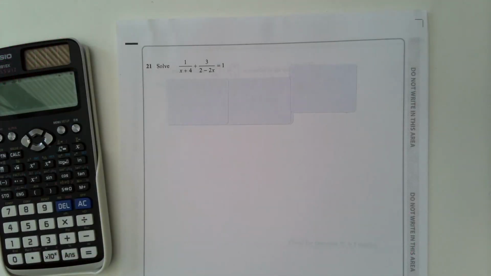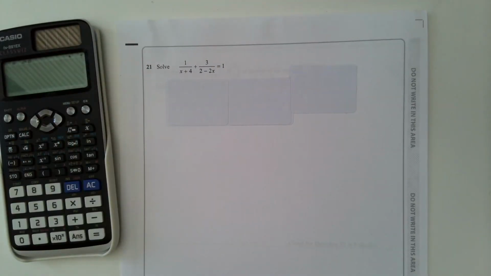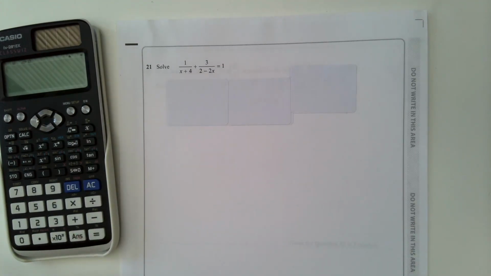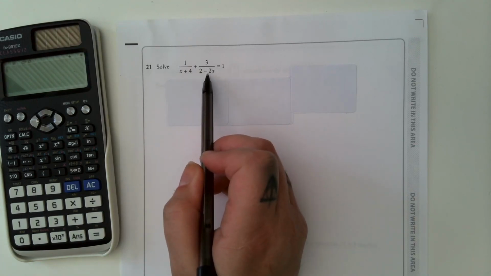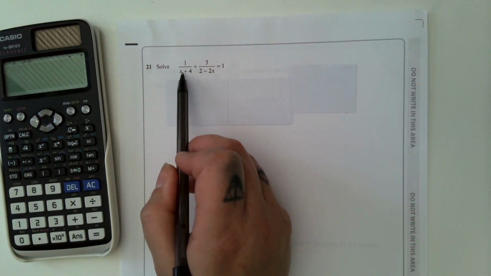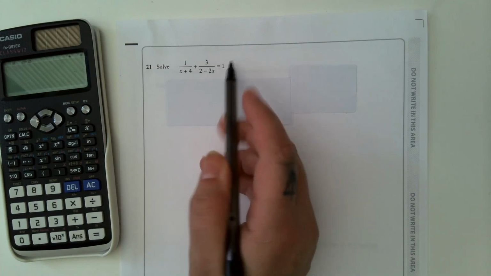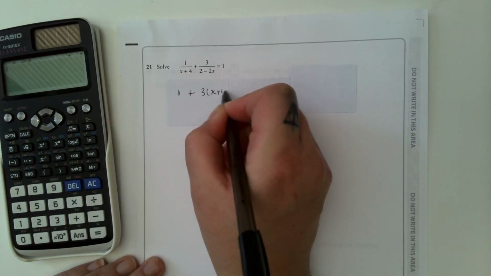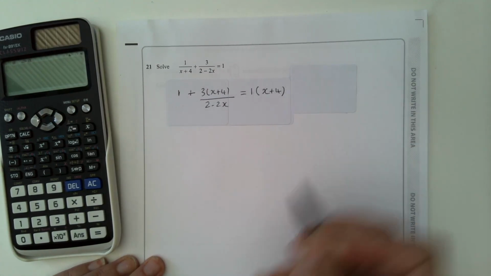Question 21. So we're going to solve this equation that has algebraic fractions. Okay, so what I want to happen is I want to eliminate these fractions on this side. So to eliminate these fractions, I need to multiply by x plus 4 and I need to multiply by 2 minus 2x. Now this is where you need to be careful. When I multiply by x plus 4, that's going to multiply the numerator of this fraction and the right hand side of the equation. Okay, so that would leave me with 1 plus 3x plus 4 over 2 minus 2x equals 1 times x plus 4.